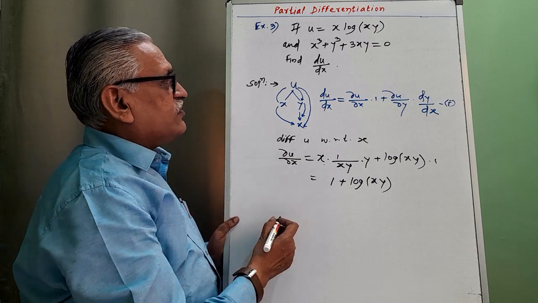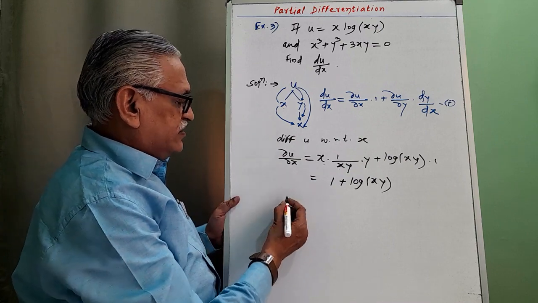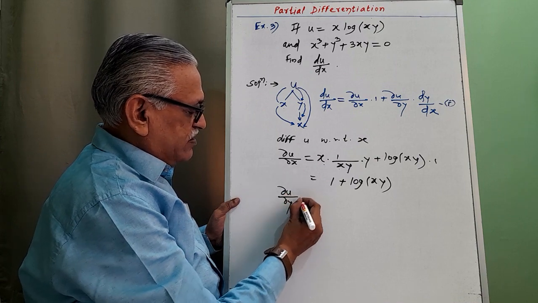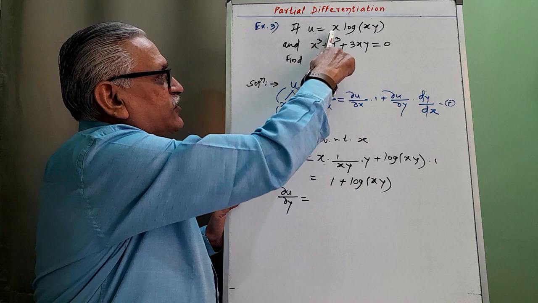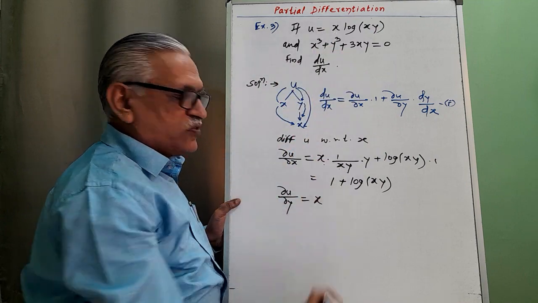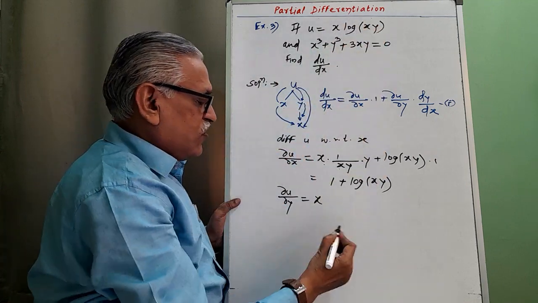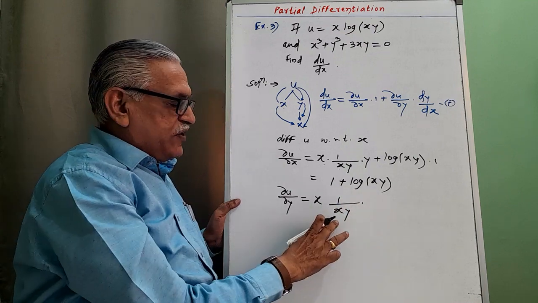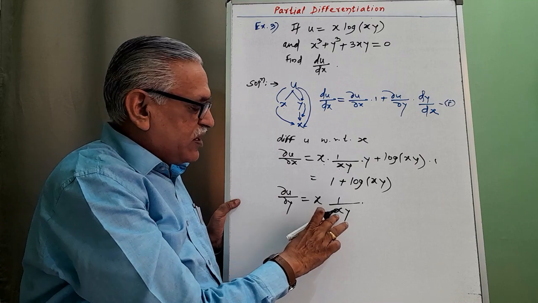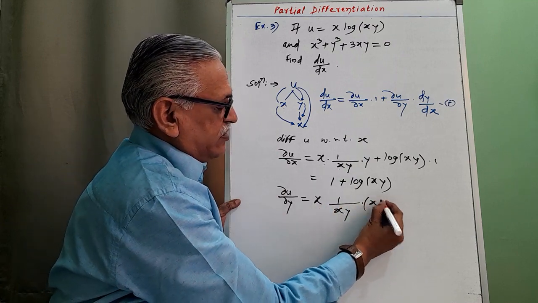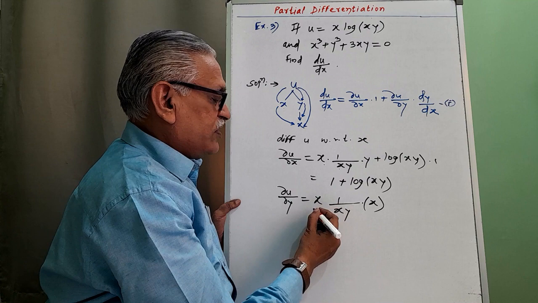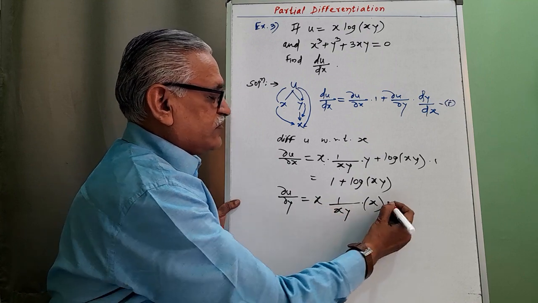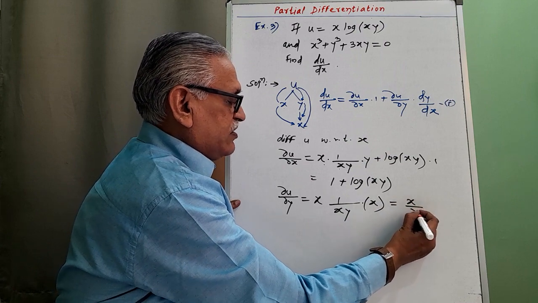Then differentiating with respect to y, we get dou u by dou y, keeping x constant. Therefore this x is a constant term outside. Differentiation of log is 1 upon xy, chain rule. Differentiation of xy with respect to y is x, and therefore it is xy upon x square upon xy. One x gets cancelled, we get that value as x by y.